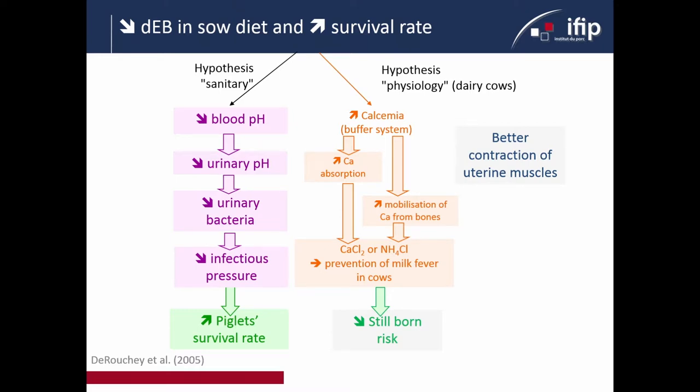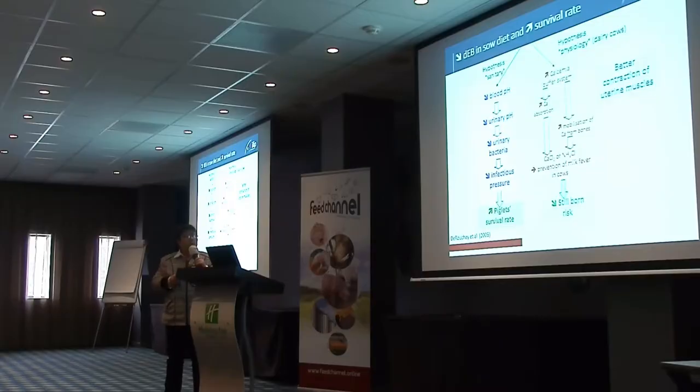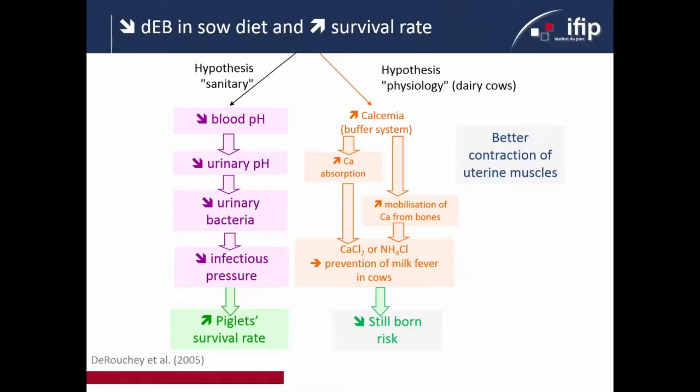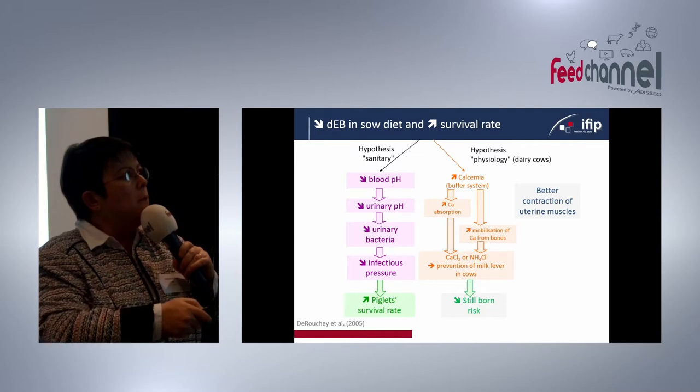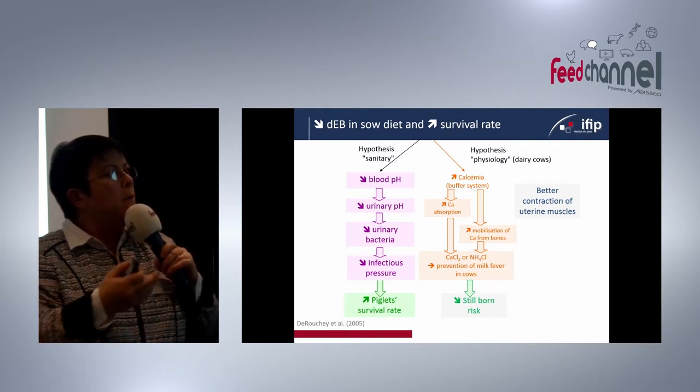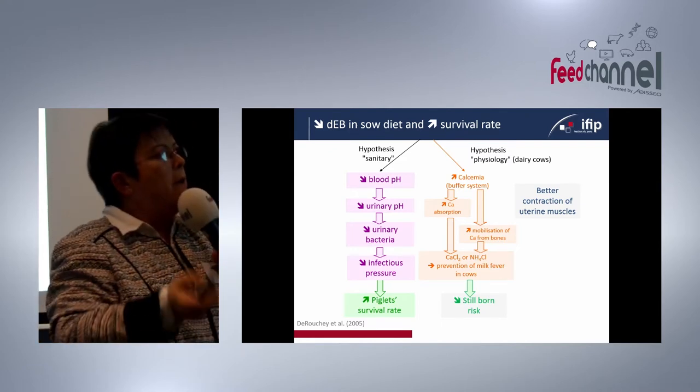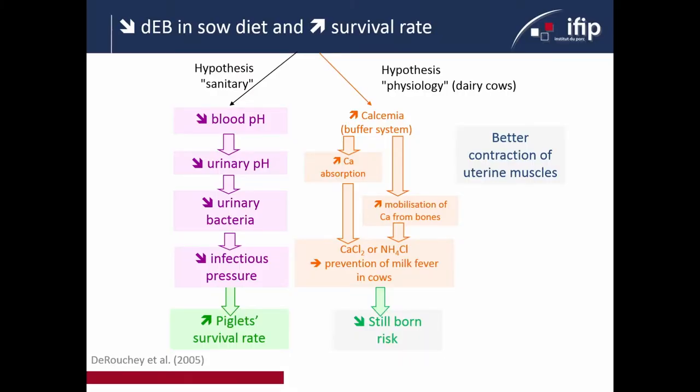The other way to think about the problem and to try to stimulate the survival rate through a different electrolyte balance in the gestation or late gestation diet would be to modify the mineral metabolism, especially the calcemia, that is also involved as a kind of buffer system, calcium carbonate. And in fact, if we modify this balance, maybe if we can stimulate the absorption of calcium or the calcium release in the blood, it can help to stimulate the uterine muscle contraction.